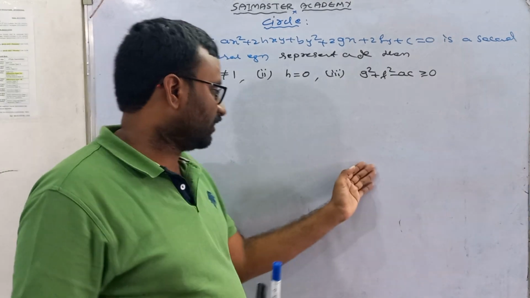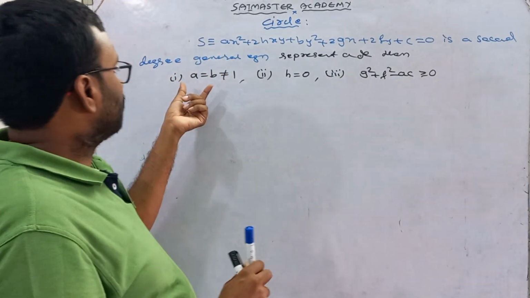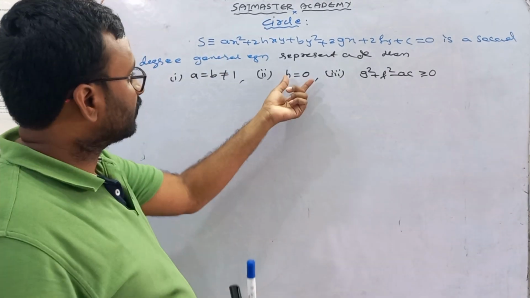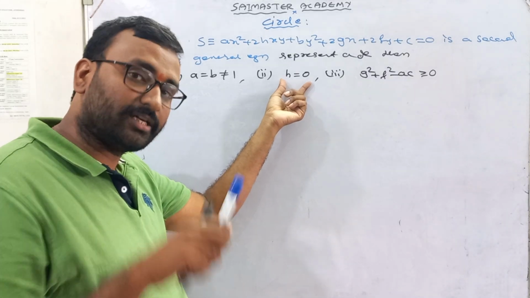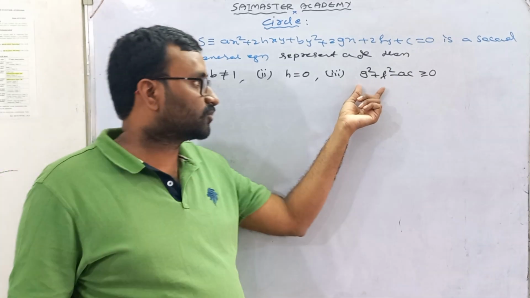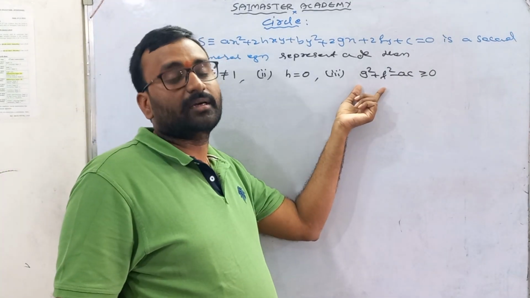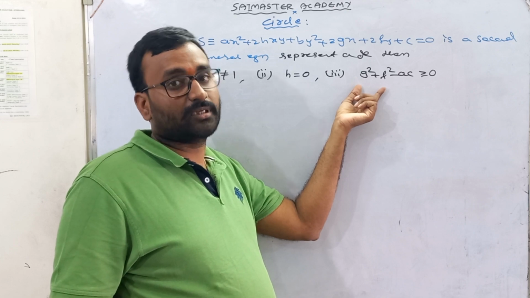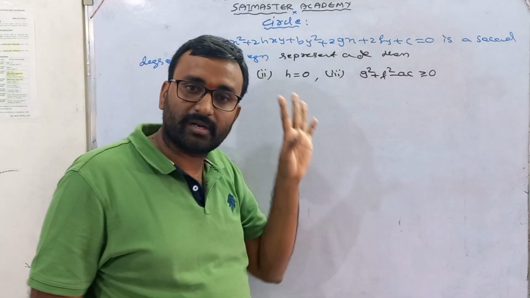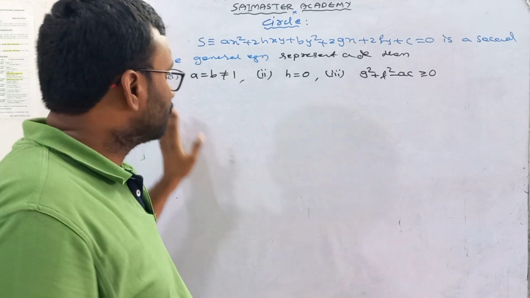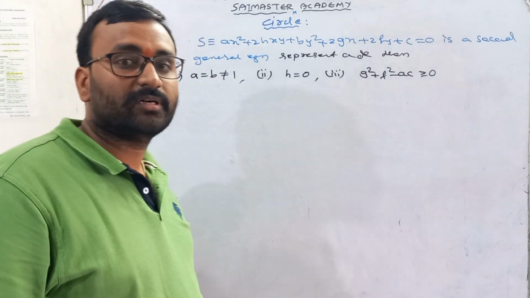If you take any circle from the textbook, check whether A and B are the same or not, check whether h is there, meaning whether there is an xy term or not, and check whether g square plus f square minus ac is greater than or equal to 0. If you get less than 0, the equation will be wrong. But for every circle, these three conditions should be satisfied.